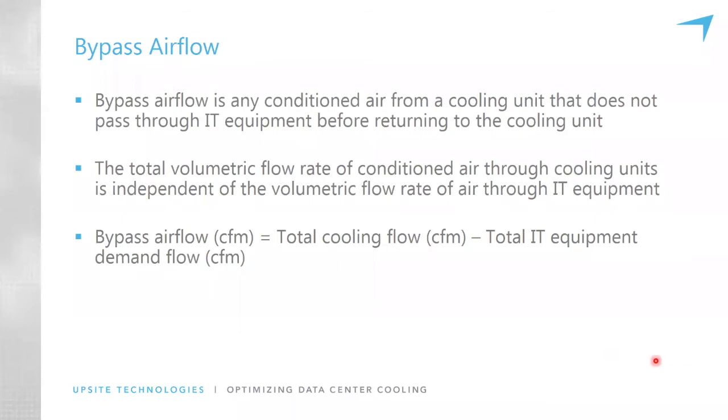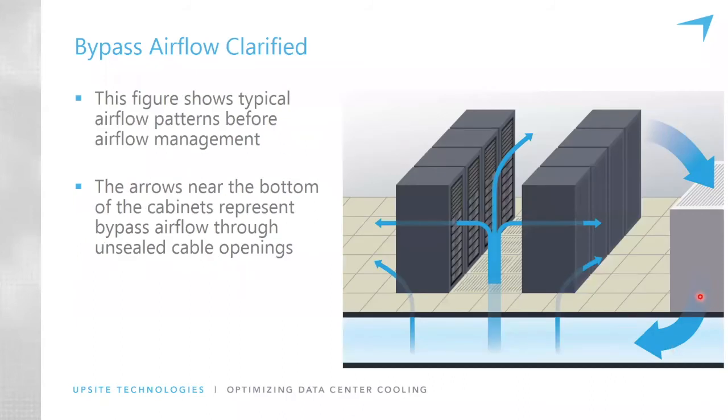It's simple to calculate. The concept, anyway, is very simple. Bypass airflow equals the total airflow through all the cooling units minus the total flow rate through the IT equipment demand flow rate. So the total moving through the room minus the amount that is required by the IT equipment, the balance is bypass airflow. Pretty simple. However, it often gets misunderstood.